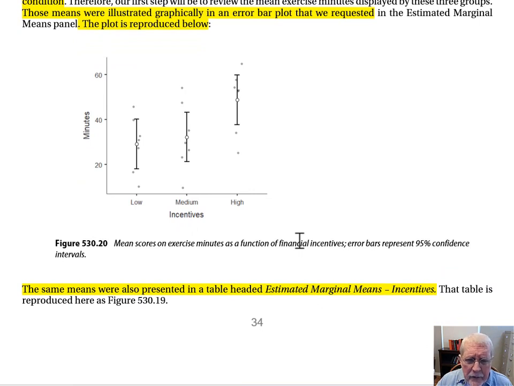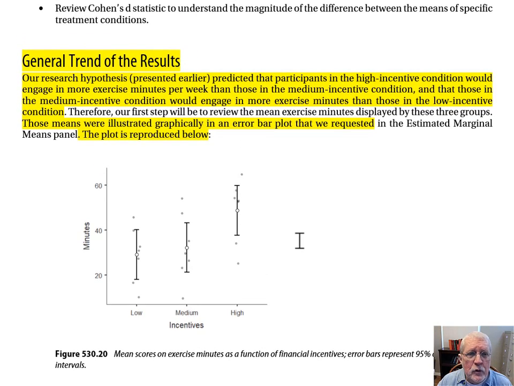So I begin going over this part of the lecture notes here, halfway down page 34. General trend of the results. Our research hypothesis presented earlier predicted that participants in the high incentive condition would engage in more exercise minutes per week than those in the medium incentive condition. And those in the medium incentive condition would engage in more exercise minutes than those in the low incentive condition. Those means are illustrated graphically in the error bar plot that we requested.